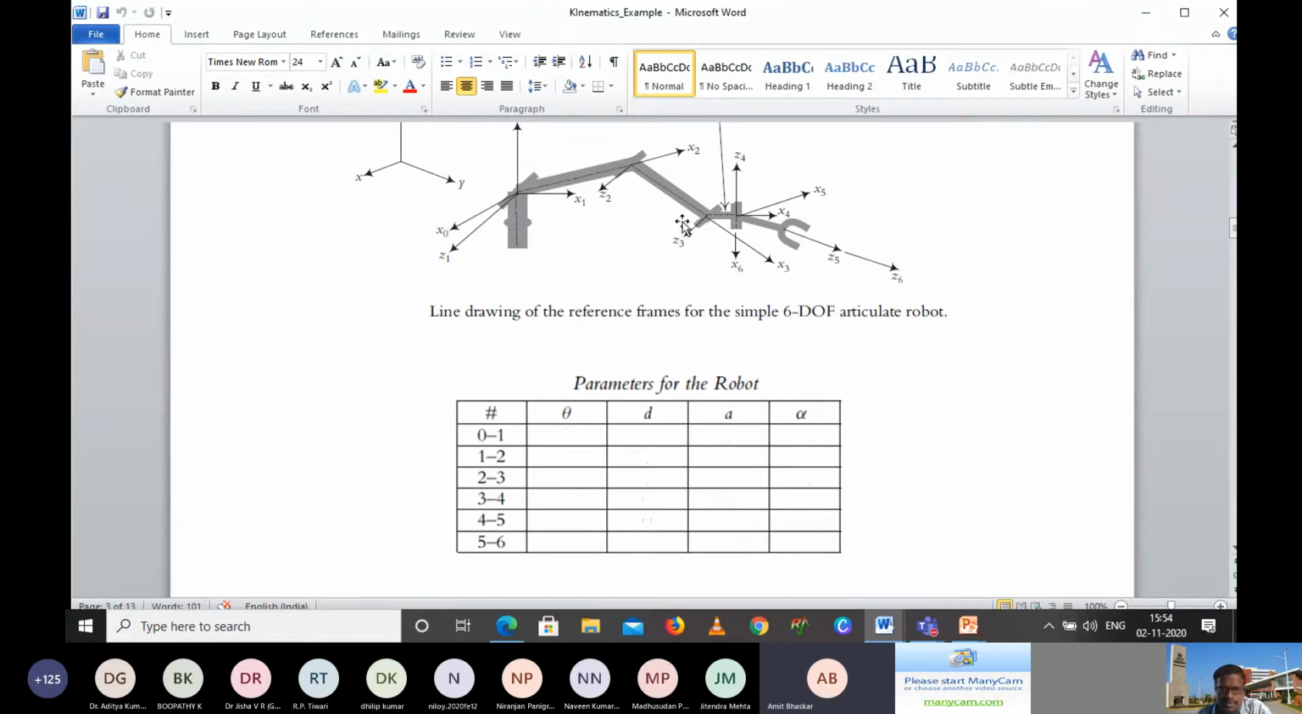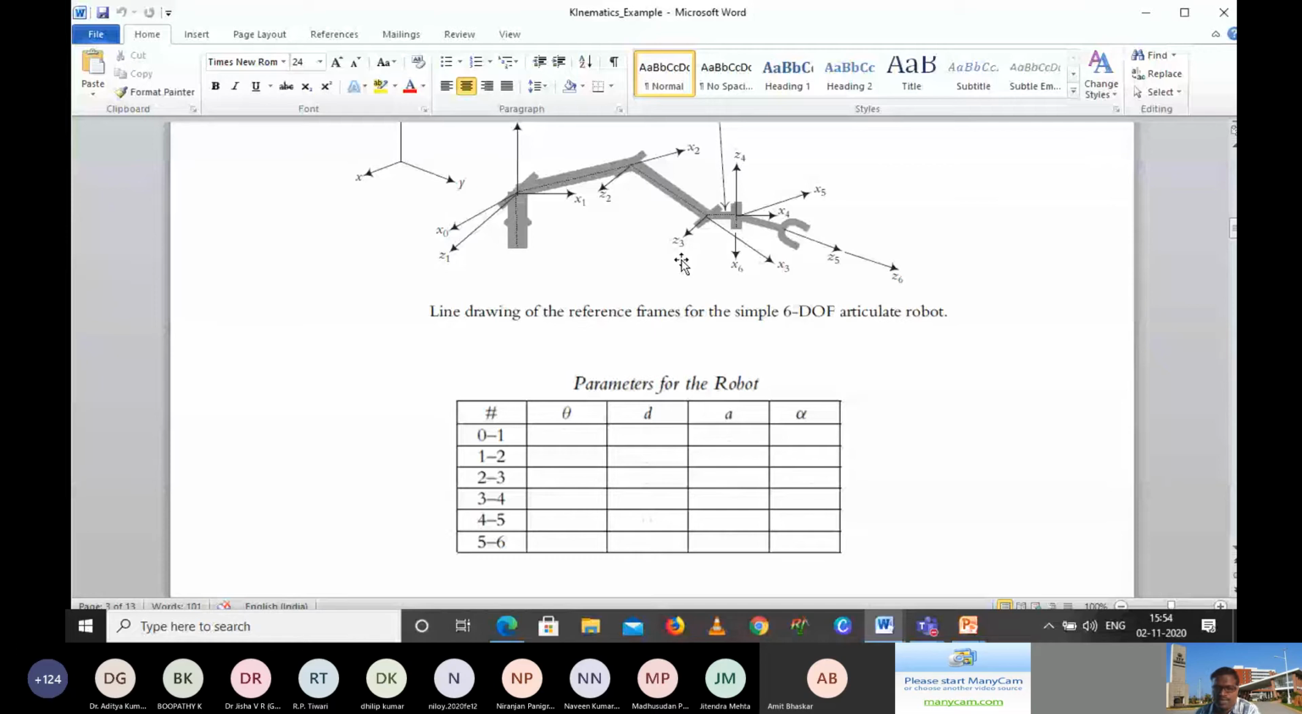So once you are having A3, what about alpha? Will we have any alpha? Please check and tell me. No, because the Z axis is parallel to X2, the same in parallel, so we won't have any alpha. Okay, alpha 3 also will be 0.